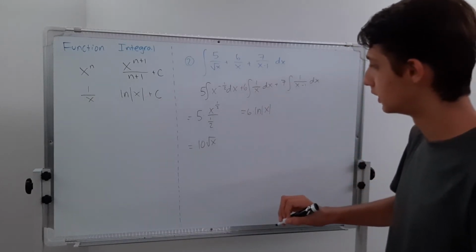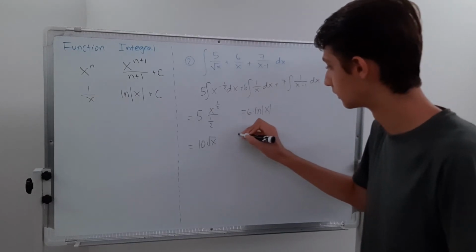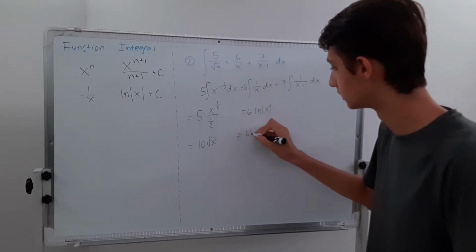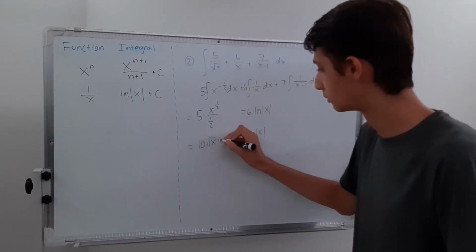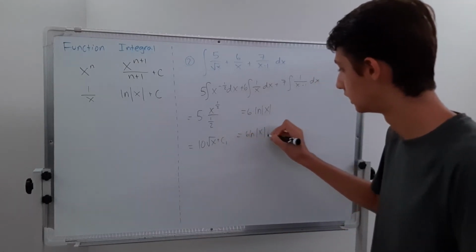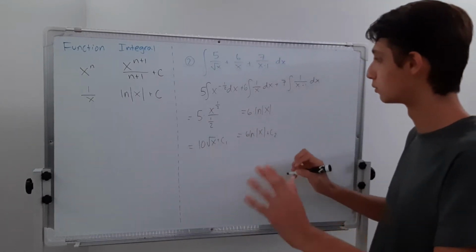Yeah, so I'm going to just do each of these individually. So this is just 6 natural log of x, okay? And I guess you add the plus c, I'll do a plus c1 and a plus c2 here, okay? And I'll worry about those in a second.